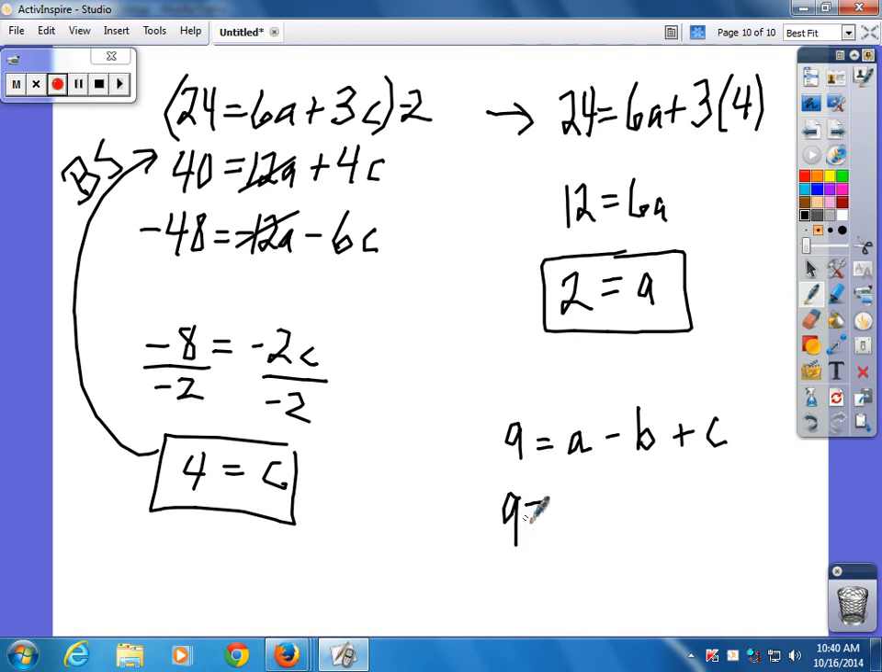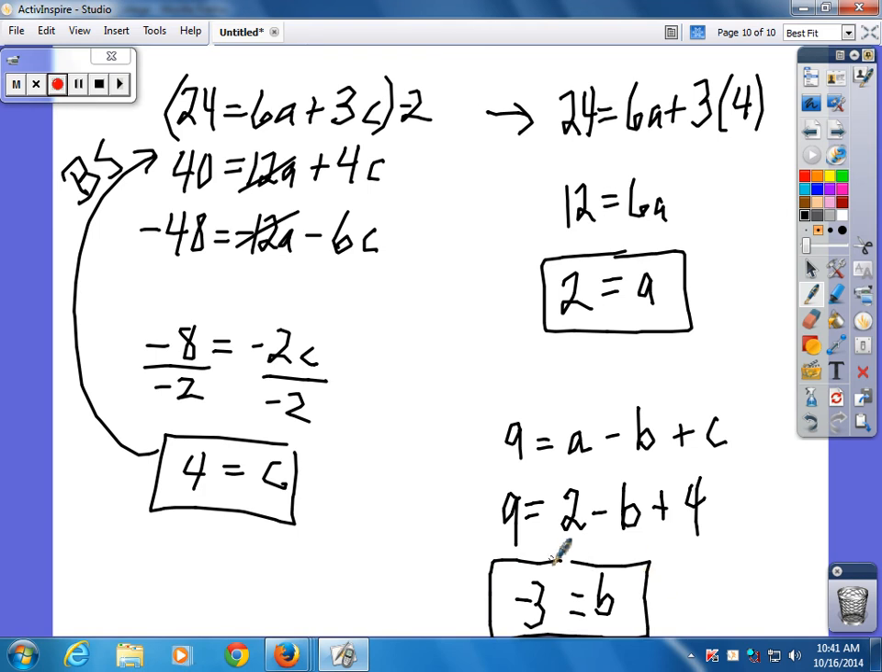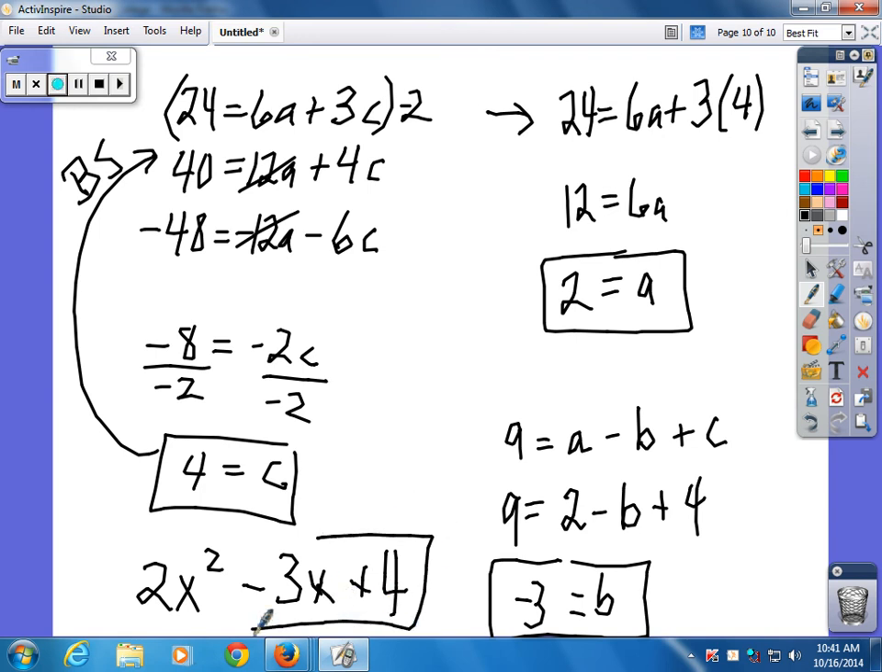9 is equal to 2 minus b plus 4. And 2 plus 4 is 6, so b is equal to negative 3. Y'all check me. So now we can plug and chug into our ax squared plus bx plus c. 2x squared minus 3x plus 4. And that's it.